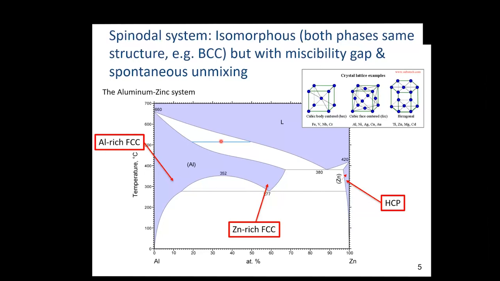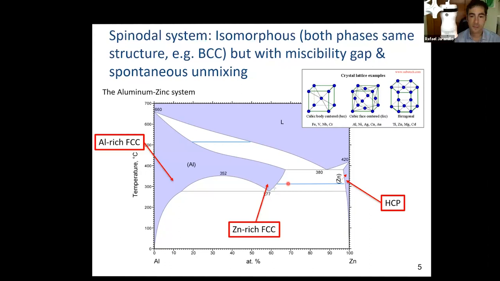Aluminum-rich FCC and liquid. Great. Okay, here's another example. Somebody who hasn't contributed yet today, please, what phases coexist when my overall system composition is indicated by the cursor there? Is it zinc-rich FCC and HCP? That's right.